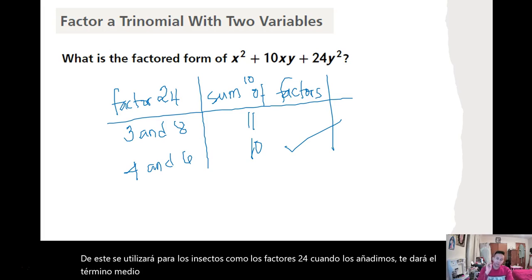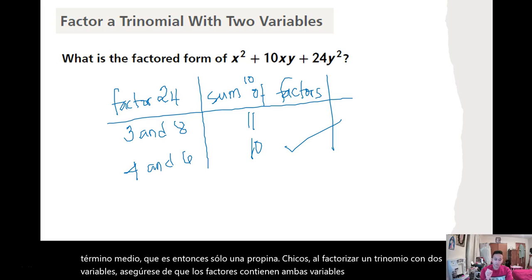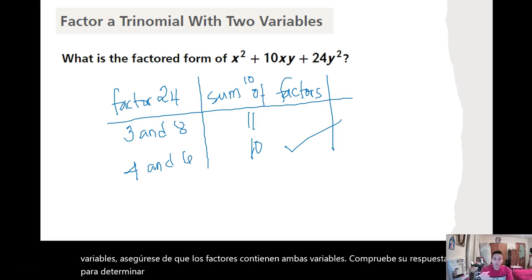So just a tip, guys. When factoring a trinomial with two variables, make sure the factors contain both variables. Check your answer to determine whether you factored it correctly.